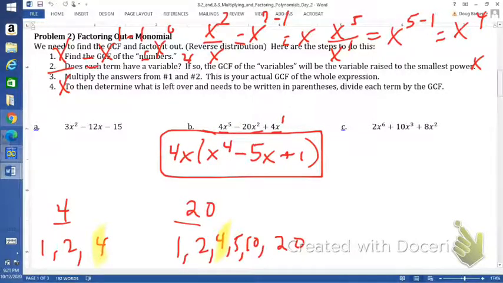We'll leave part C for any in-class questions on this concept.